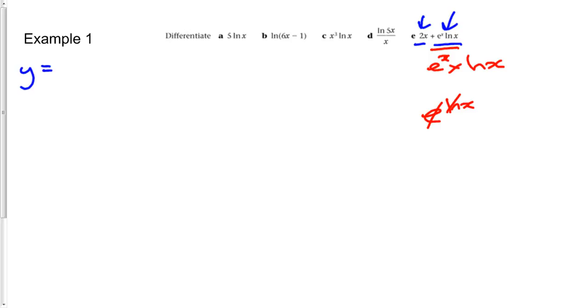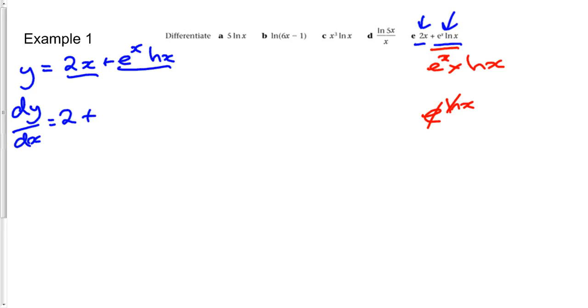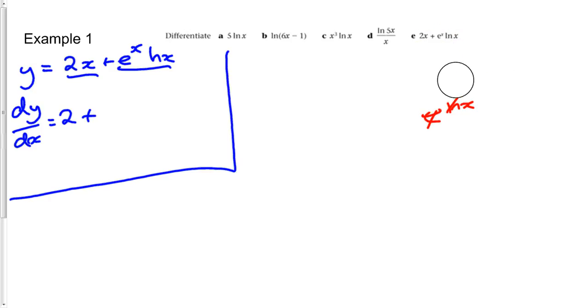Okay, so soldiering on, we've got y equals 2x plus e to the x log x. So dy by dx equals, we differentiate the 2x to get 2, plus, and then we're going to differentiate e to the x log x. Now what I'm going to do is leave this bit here, and that's where I'm going to write my answer. But I'm going to use the rest of the space to actually work this out. So I've now got to differentiate e to the x log x. So I'm going to take the first bit and call that u. So u equals e to the x. I'm going to call the second part v. So v equals log x.